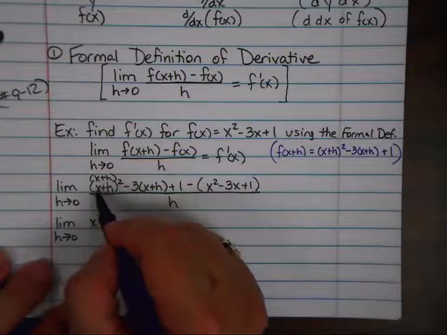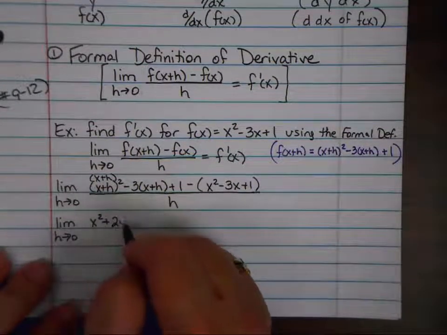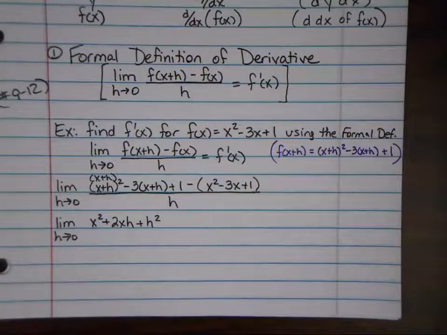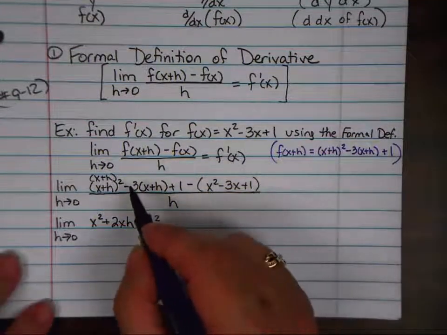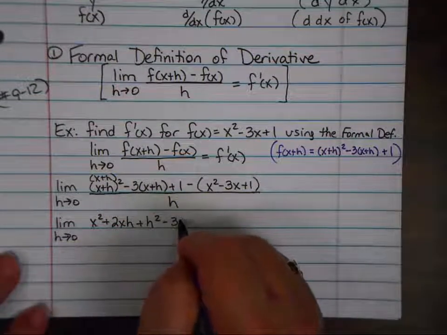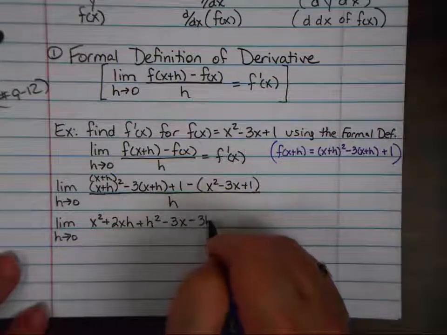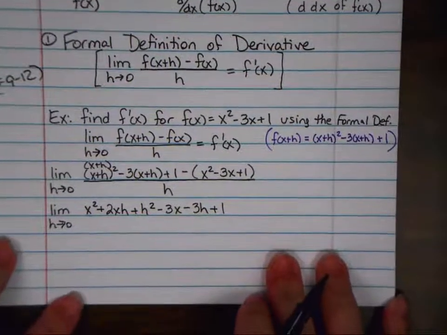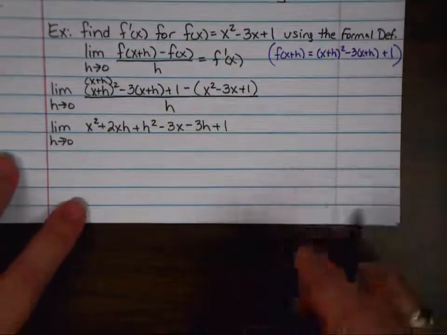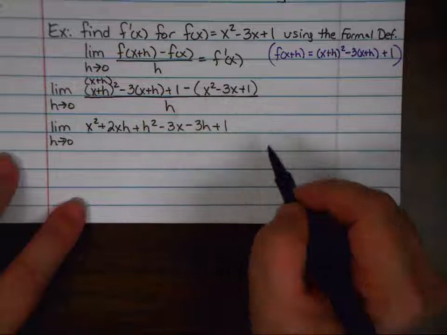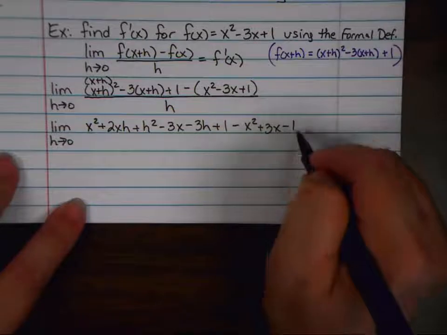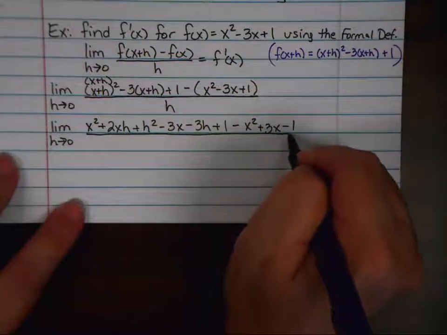xh is outside, xh is inside, so that's going to be 2xh plus h squared. That's the first two FOIL together. Now we distribute the negative 3, so that's negative 3x, negative 3h, plus 1. That takes care of everything up to the minus sign. Just scoop that up. Now I need to distribute the negative into the second parentheses: minus x squared, plus 3x, minus 1, all over h.